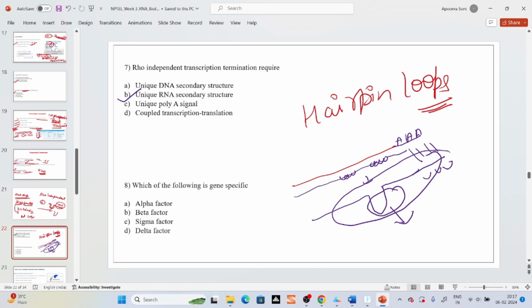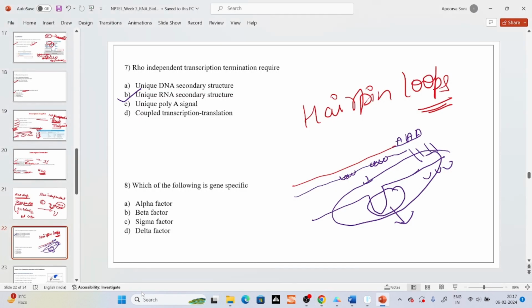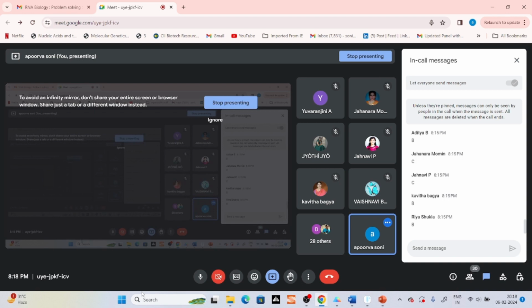Okay. Now the next question is, which of the following is gene specific? Alpha factor, beta factor, sigma factor or delta factor? Which of the following is gene specific? Tell me. Which of the following subunits is gene specific? Alpha, beta, sigma, delta? Think and try to answer.